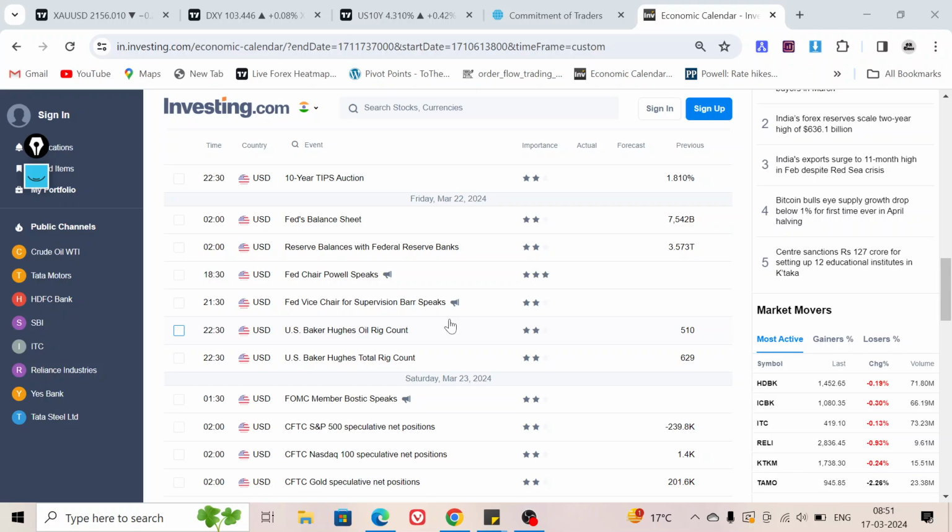We are going to discuss more about the levels, like the pivots. You have to wait for next week's pivots, and I will update those pivot levels in the Telegram channel.